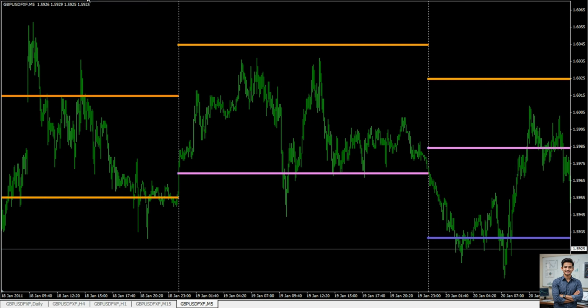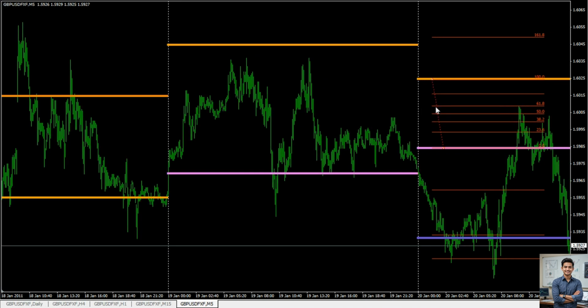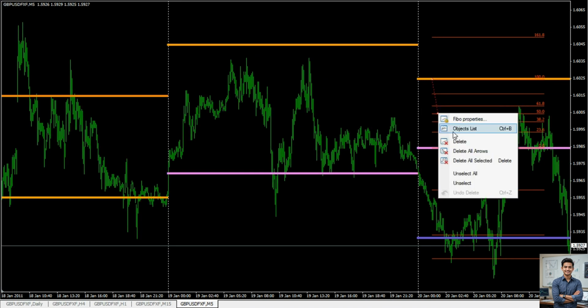Okay, and what we'll do is we're going to drag a fib real quick over the two pivots. And you can see the 50% retracement level comes in at 1.6005. Call that the figure, 1.6000. Okay, full figure. Just remove the fib.